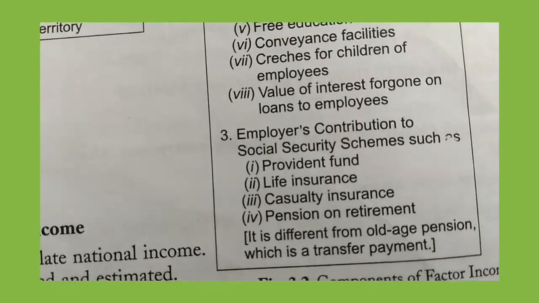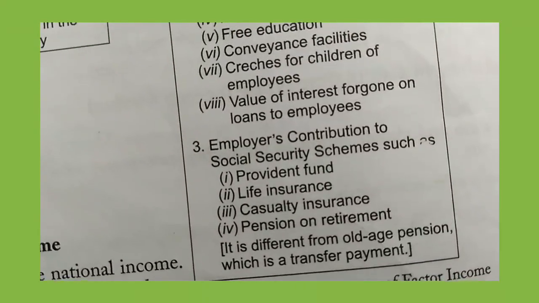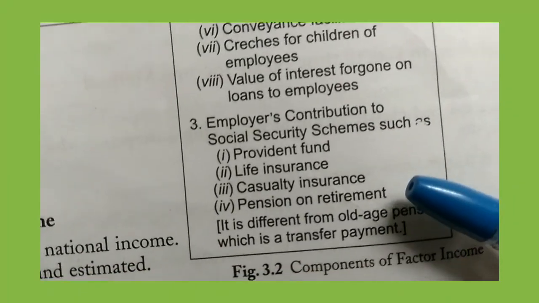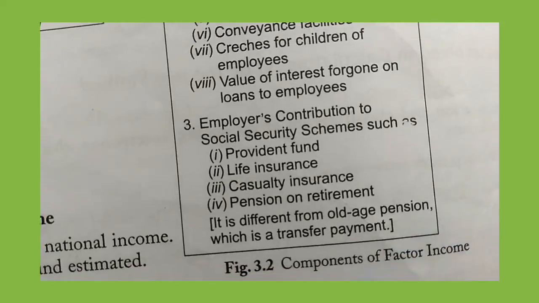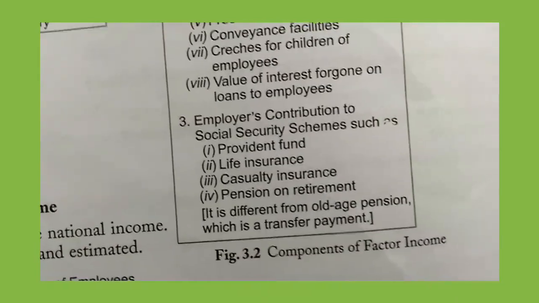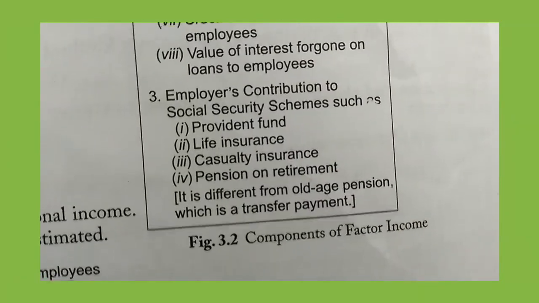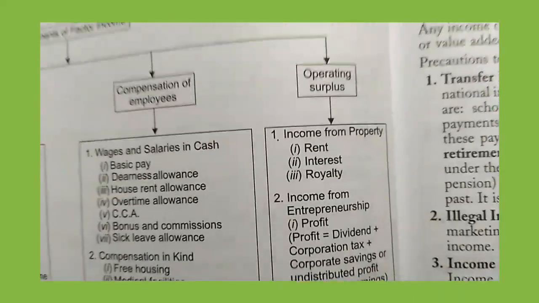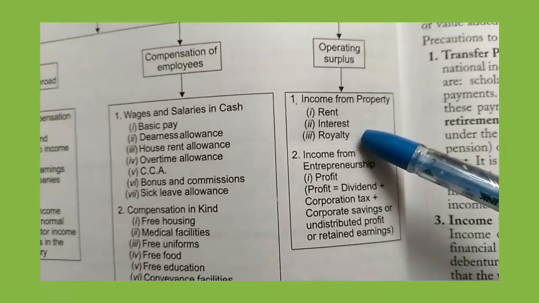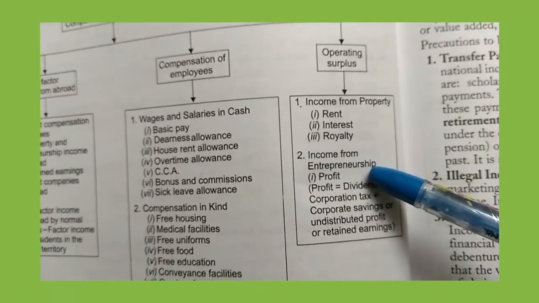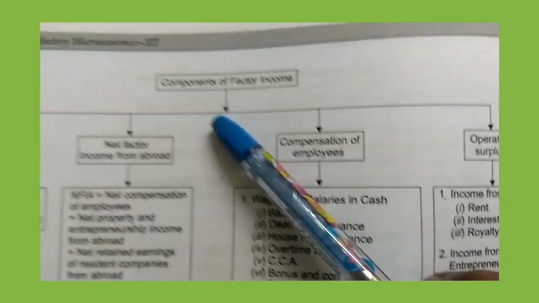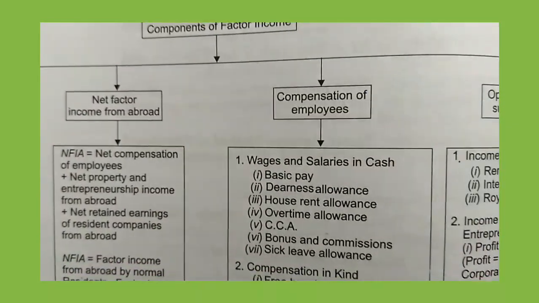The next one is the employer's contribution to social security schemes such as provident fund, life insurance, casualty insurance, pension on retirement. Okay, it is different from old age pension, which is a transfer payment. These are called employers' contributions to social security schemes. And then operating surplus: income from property, rent, interest, royalty. And number 2, the income from entrepreneurship, profit. Okay, so these are all called the components of factor income.